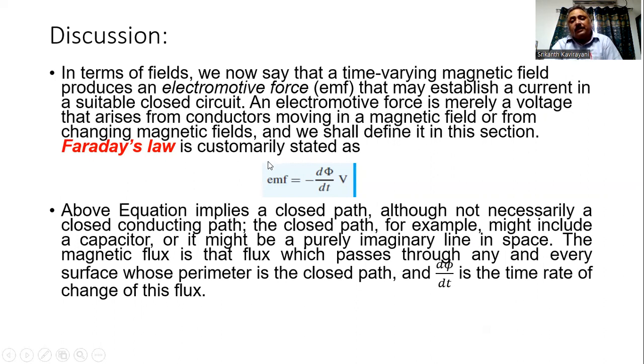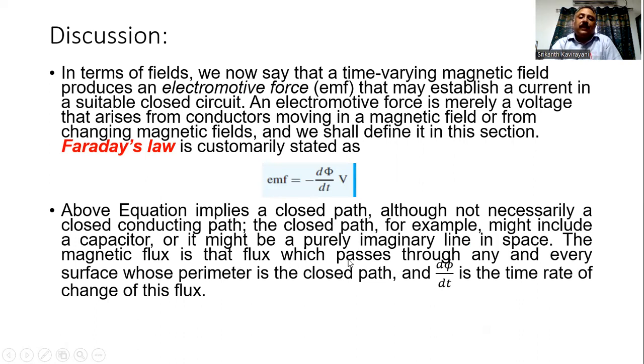Faraday's law as such is customarily stated in mathematical terms as EMF equals minus d phi by dt, the rate of change of flux linkage. The above equation implies a closed path, although not necessarily a closed conducting path. The closed path, for example, might include a capacitor, or it might be a purely imaginary line in space.